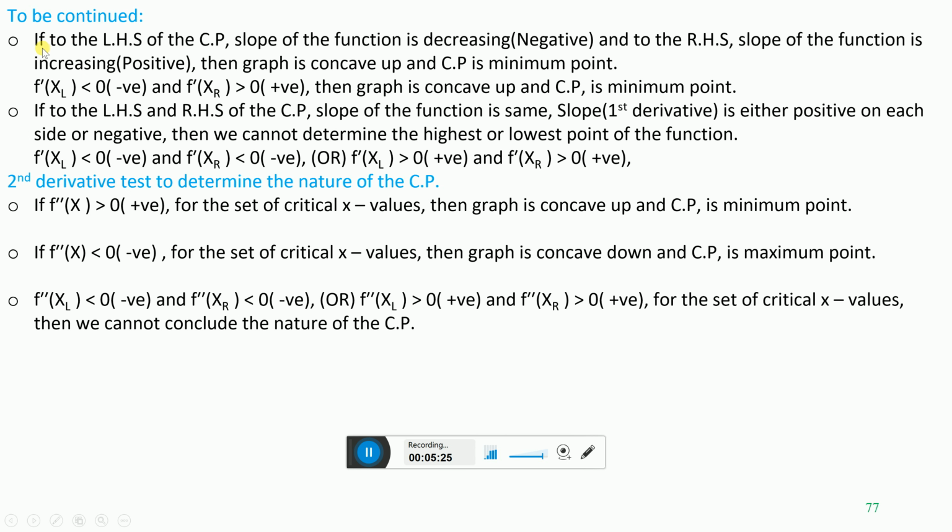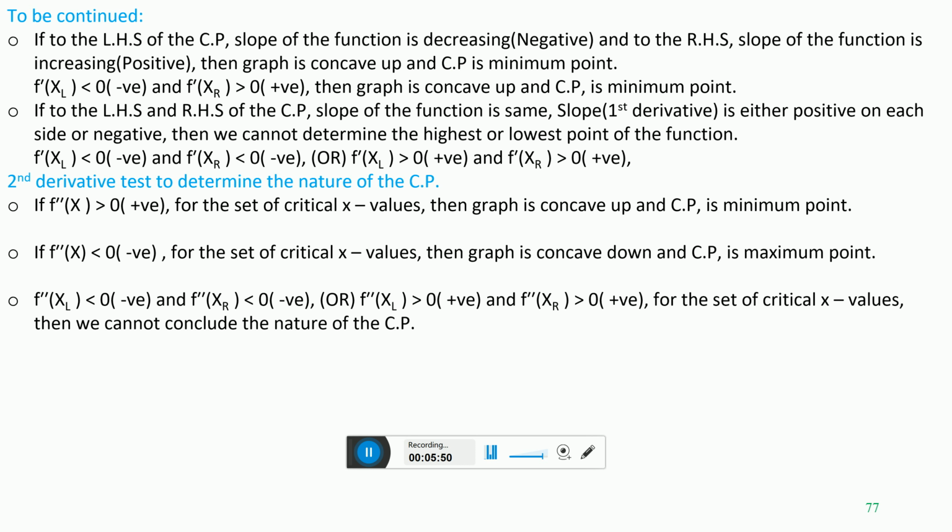Second condition: if to the left hand side of the critical point the slope of the function is decreasing or negative, and to the right hand side of the critical point the slope of the function is increasing, meaning positive, then the graph of this function is concave up and this critical point is called a minimum point.